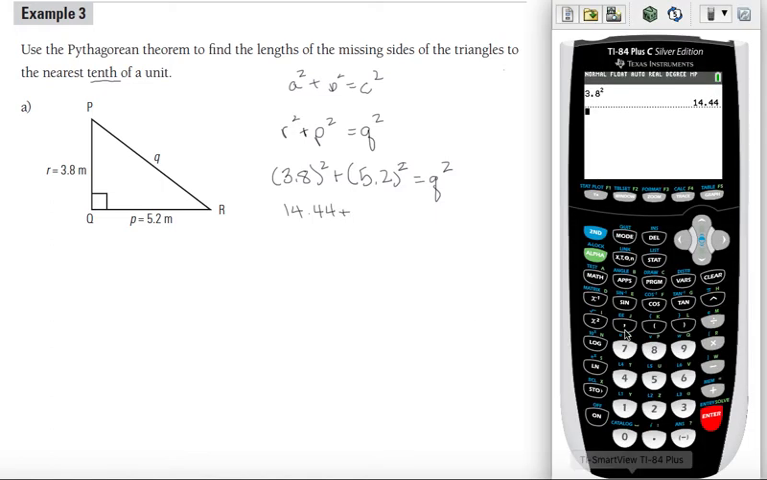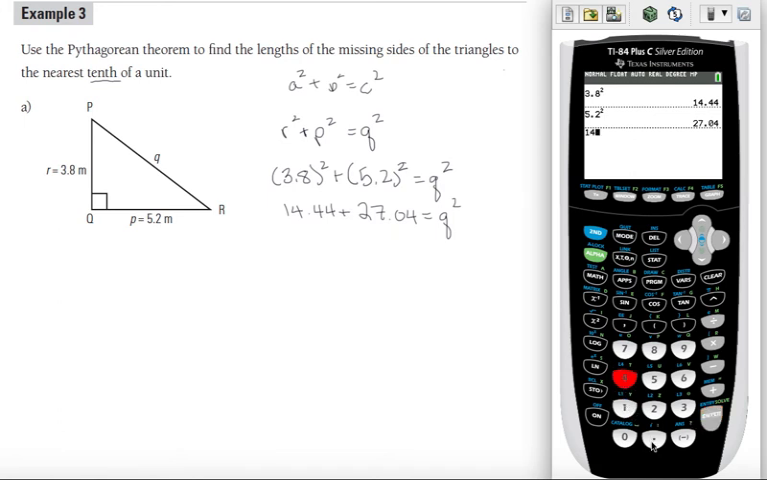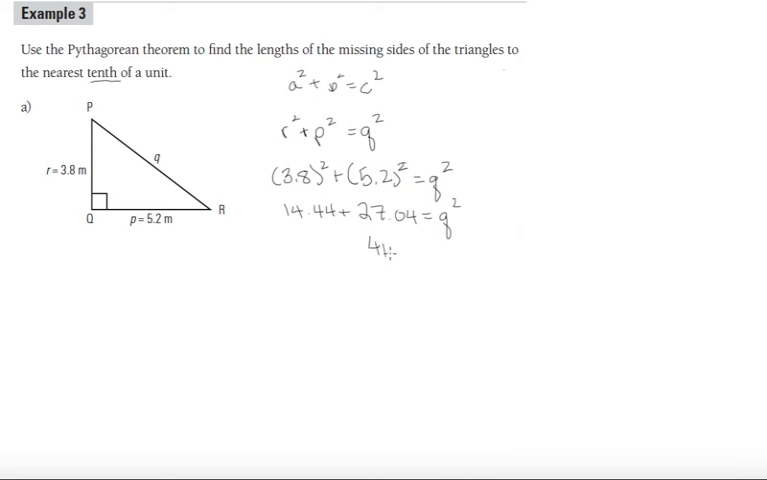And then 5.2 squared, that's 27.04, and that equals q squared. Now we're just going to add those two things together. So I've got 14.44 plus 27.04, and that gives me 41.48. So 41.48 is equal to q squared.